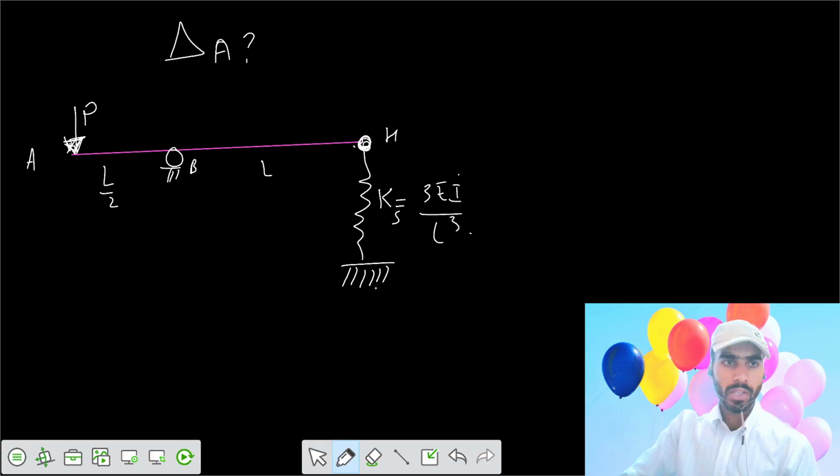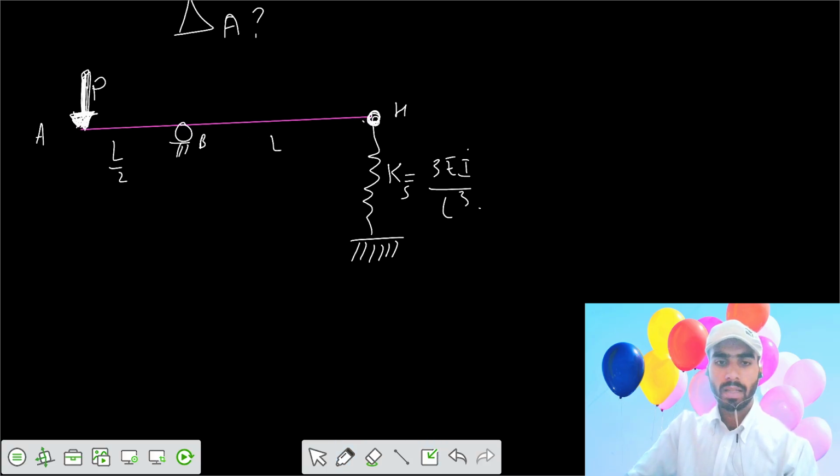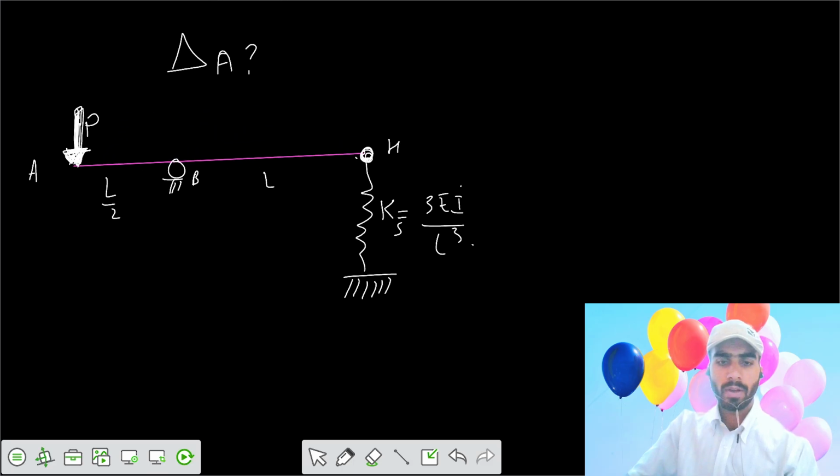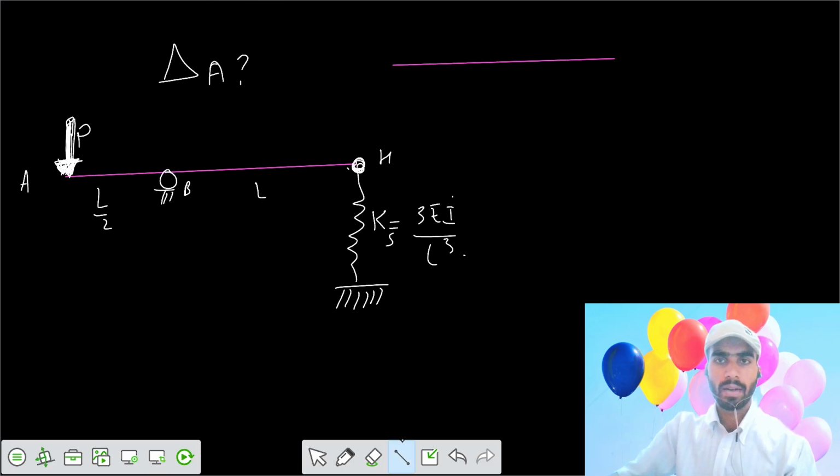For the delta at location A, there should be some concentrated load acting at that location. But it is given that P is acting, so there is no need to apply a pseudo load of P at A. We have that already provided. So we have to make the free body diagram. This is what the free body diagram looks like. Here is P, here there would be some reaction at B, and here would be the spring force Fs.